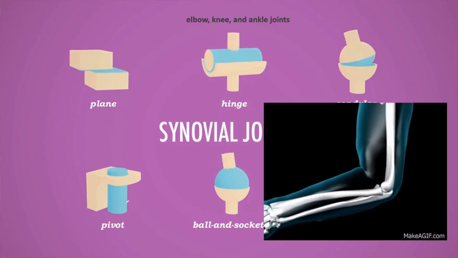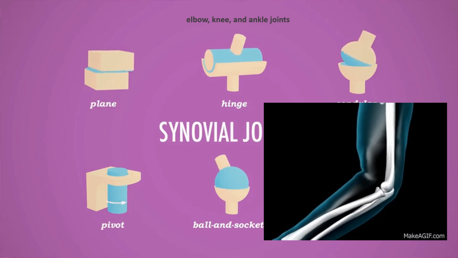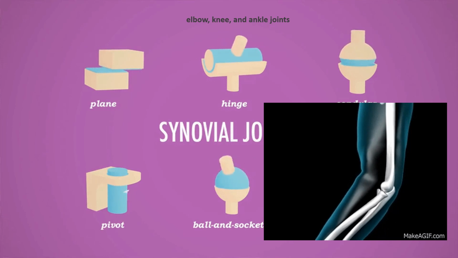Hinge joints resemble the hinge on a door so that flexion and extension movements are possible. Examples of these joints are the elbow, the knee, and the ankle joints.